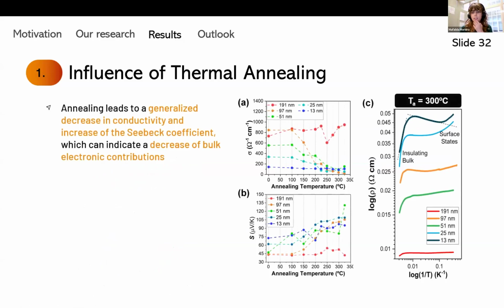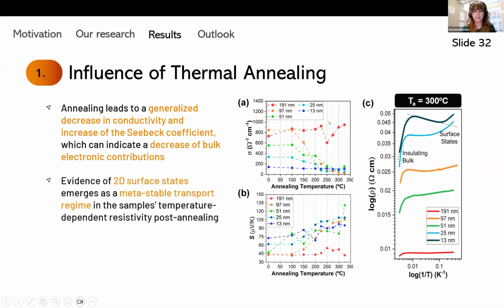When it comes to how this reflects on the electronic properties of the films, we saw a generalized drop in conductivity for all films and increases in Seebeck coefficient, even though this behavior could be explained by the formation of surface oxide layers. We believe it has to do with this decrease in bulk electronic contributions due to the control of local defects, since by analyzing the thermal-dependent resistance of the films, we saw that for all of them, we achieved this metastable transport regime at temperatures between 20 Kelvin and 150 Kelvin, which suggests that we go from having mostly the bulk contributing to resistivity to actually seeing the metallic contribution of the surface states begin to emerge.